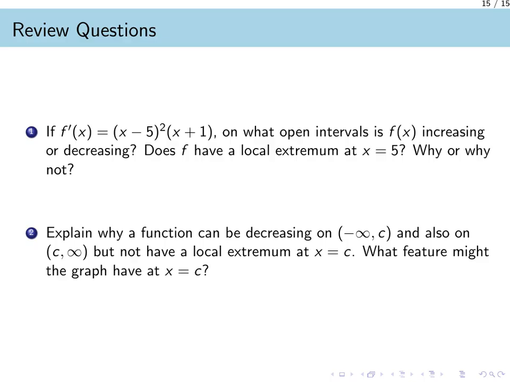This leads us to the second question. At x equals 5, the derivative is 0 but does not change sign, so there is no local extremum. The graph might have a horizontal tangent at a point of inflection. Remember, a local extremum requires the first derivative to change its sign at the critical point.